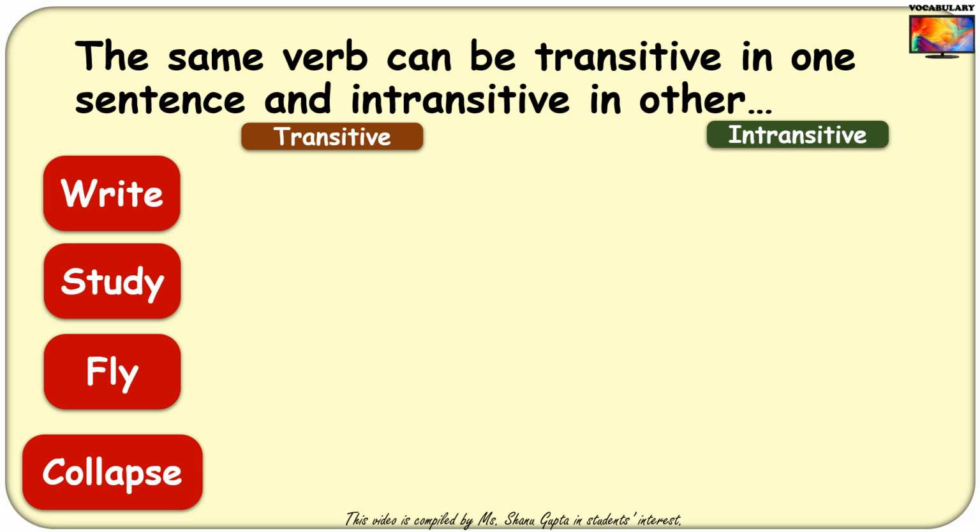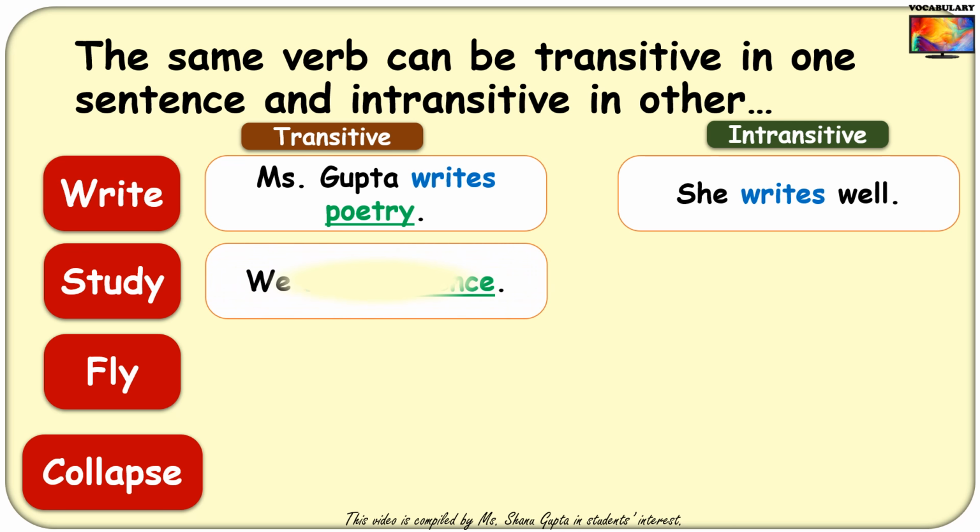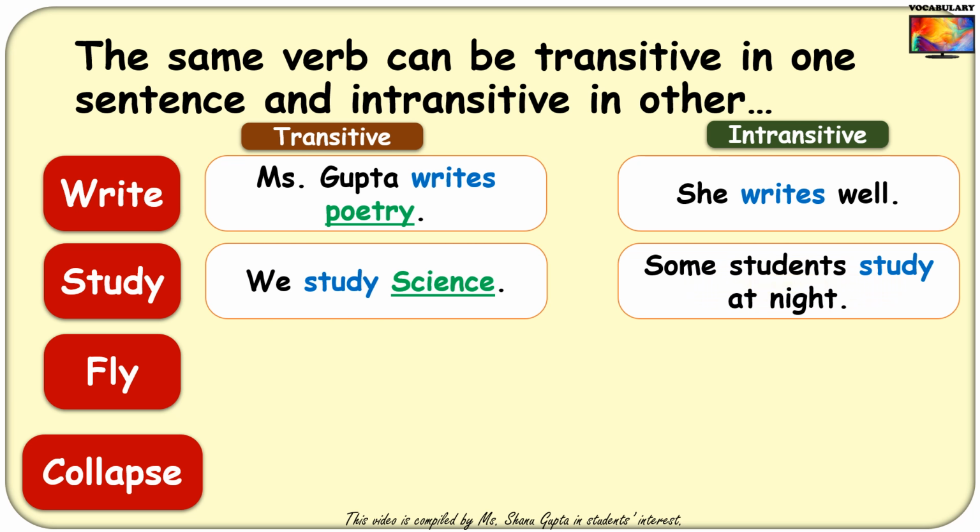Now, the highlight of the topic. Some verbs are such that the same verb can be transitive in one sentence and intransitive in other. Let's have a few examples. The verb write. Miss Gupta writes poetry. Transitive. She writes well. The same verb writes is intransitive. The verb study. We study science. Transitive. Some students study at night. The same verb study is intransitive here.